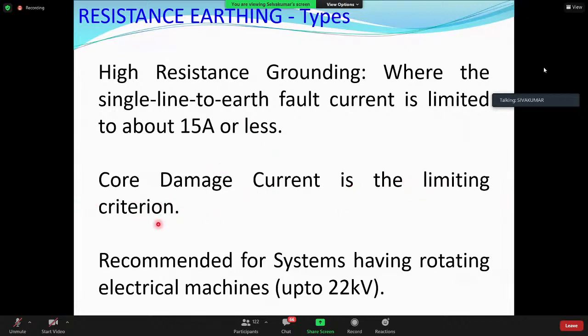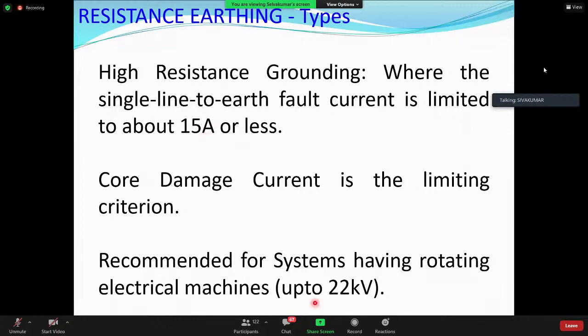See the core damage curve of all the rotating machines, and select the earth fault current less than the level of the worst, lowest permissible machine. This is recommended for machines up to 22 kV. Beyond 22 kV, there are no rotating machines.